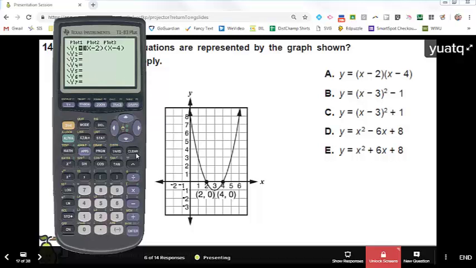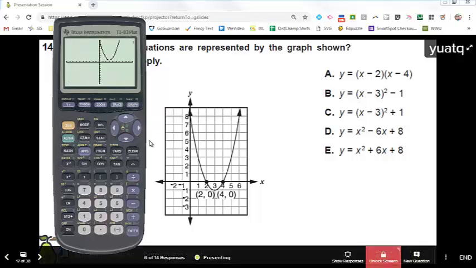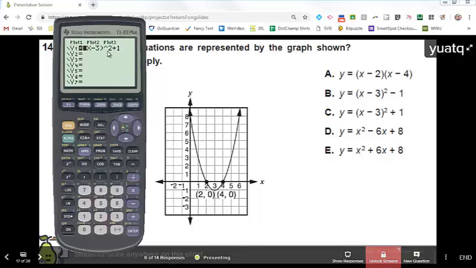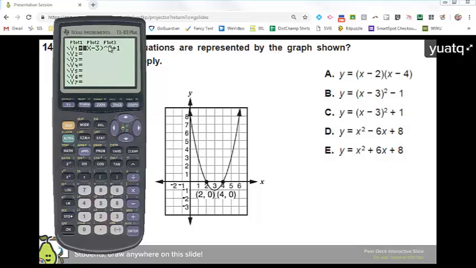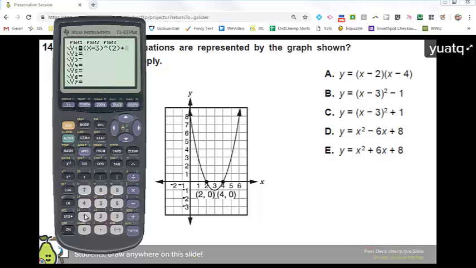Next. Clear it out. I have x minus 3, closed quantity. Square it. And then plus 1. Graph it. Ooh, oh, I didn't type it in correctly. Okay, here's an example of you needing to be careful. I didn't put my exponent in parentheses, so it took all of it. Do you see what I'm saying? So whenever you do this, whatever your exponent is, in parentheses, and then plus 1.